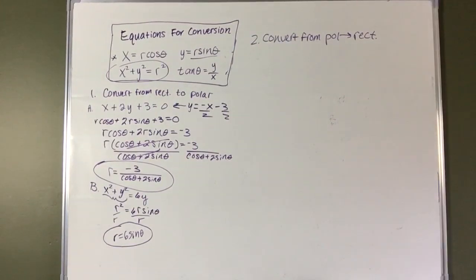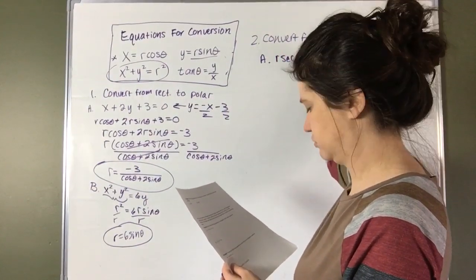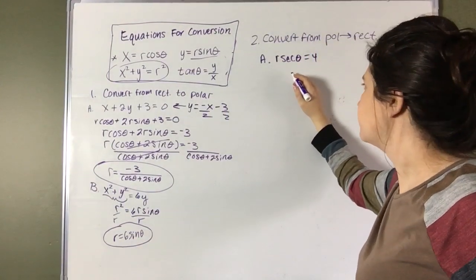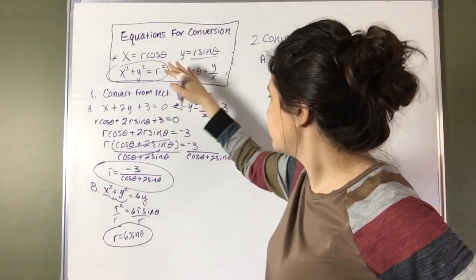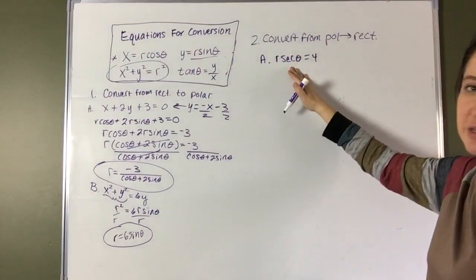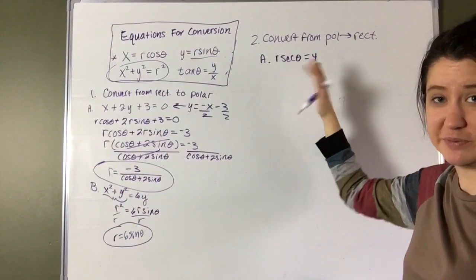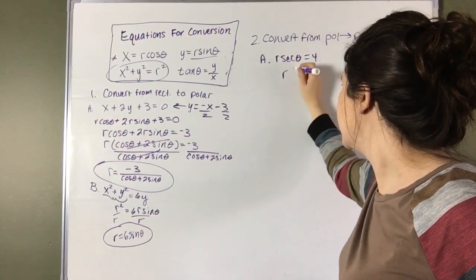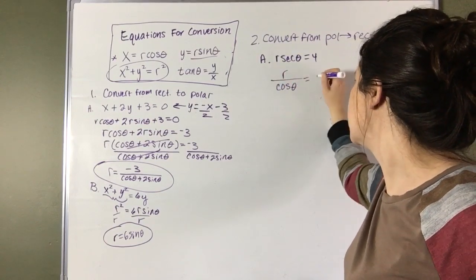And number 2, we're going to do the opposite. We're going to start with polar, and we're going to convert over to rectangular. We want to try to utilize these formulas. If you notice in the formulas, the only trig functions are cosine and sine. So if we have a trig function in the problem, we want to try to write it in terms of cosine or sine. Secant we can definitely write in terms of cosine, right? Because they're reciprocals of each other. So I can write this as r, and then I could write secant as 1 over cosine. That just makes this r over cosine, if that makes sense.